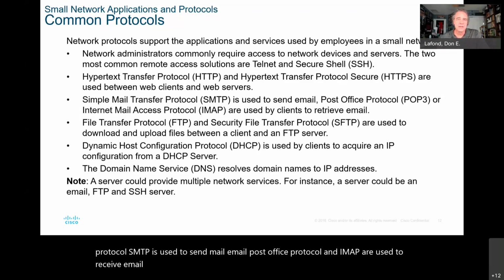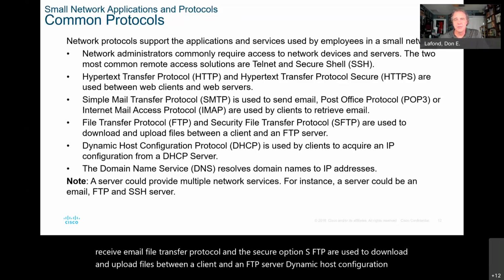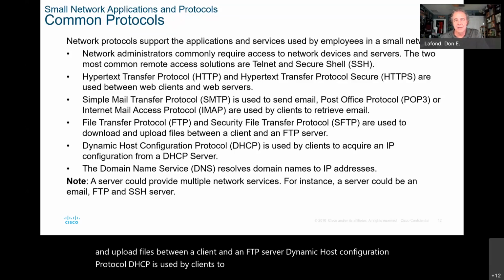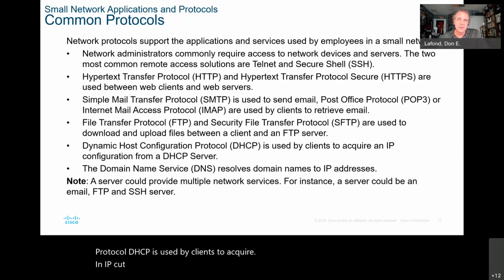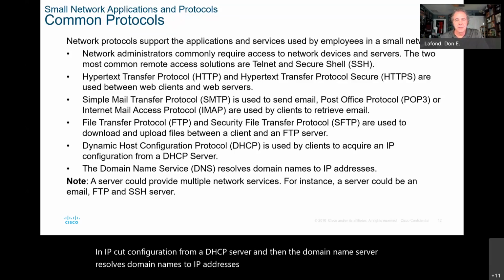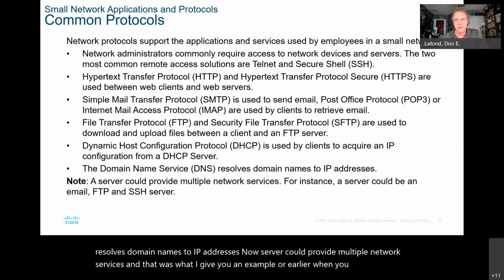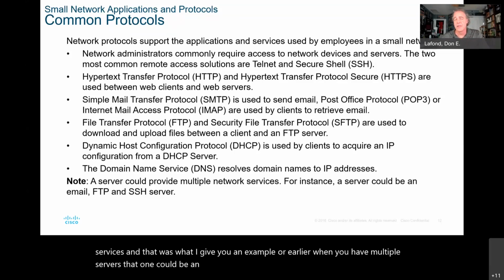File Transfer Protocol and the secure option are used to download and upload files between a client and an FTP server. Dynamic Host Configuration Protocol, DHCP, is used by clients to acquire an IP configuration from a DHCP server. And then the Domain Name System resolves domain names to IP addresses. Now, a server could provide multiple network services, and that was the example I gave you earlier. When you have multiple servers, they can both be email, FTP and SSH, so if one server goes down, the other one can kick in.